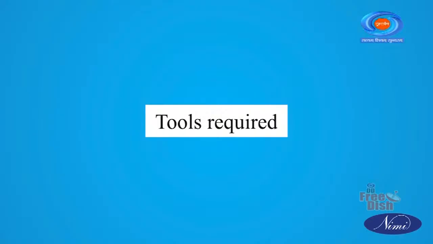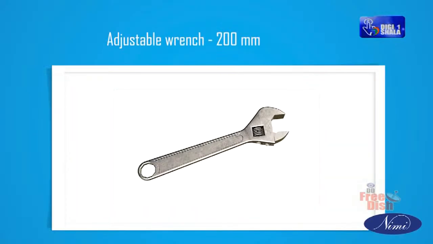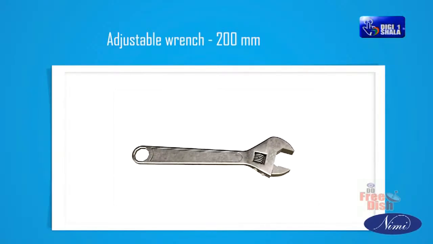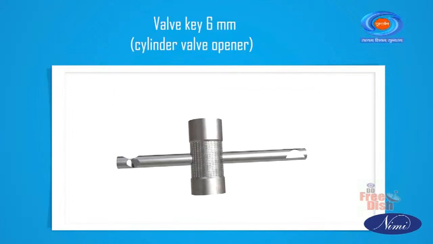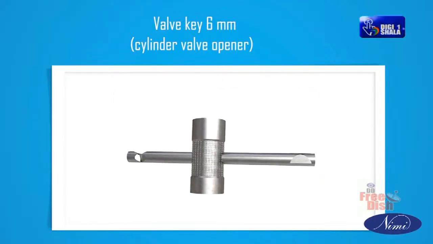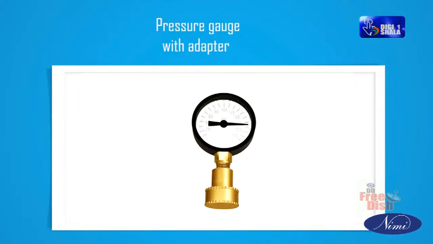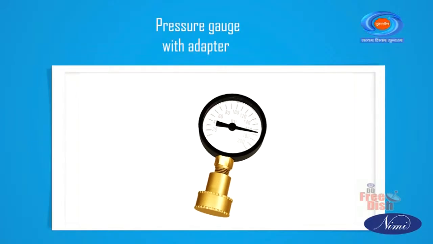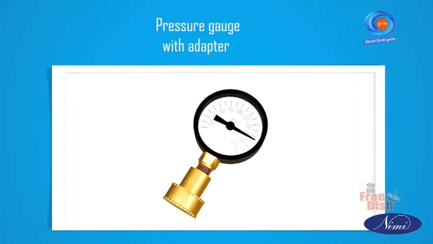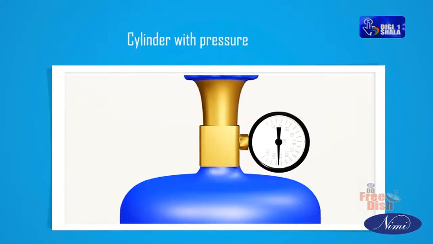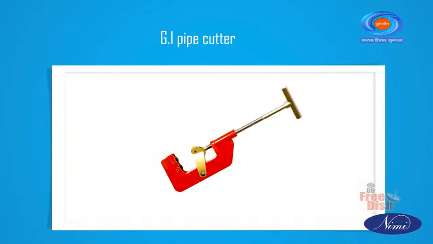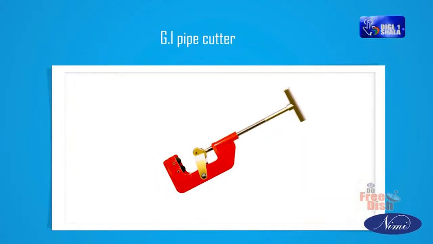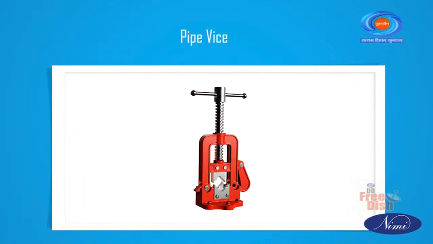Tools required: adjustable wrench 200 mm, valve key 6 mm, cylindrical valve opener, pressure gauge with adapter, cylinder with pressure, GI pipe cutter, pipe vise.